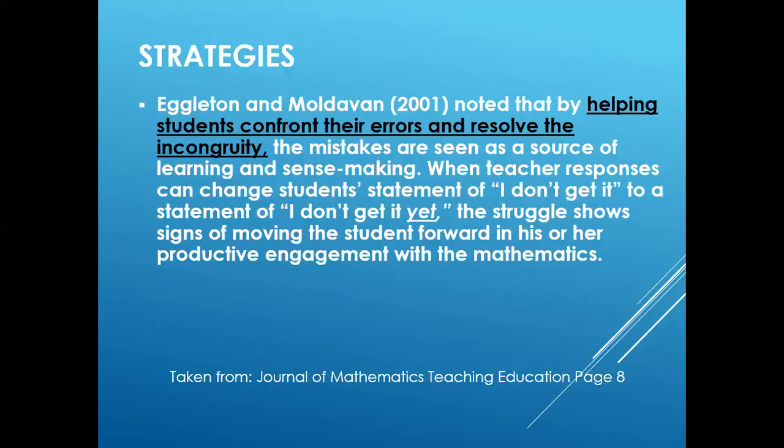So here is a quote from Eggleton and Moldovan. I always mess that up. This was taken from the Journal of Mathematics Teacher Education: helping students confront their errors and resolve that incongruity. The mistakes are a source of learning and sense making, and it's okay for them to struggle a little bit. But the big key here is we're going to try to change their statements from I don't get it to I don't get it yet.